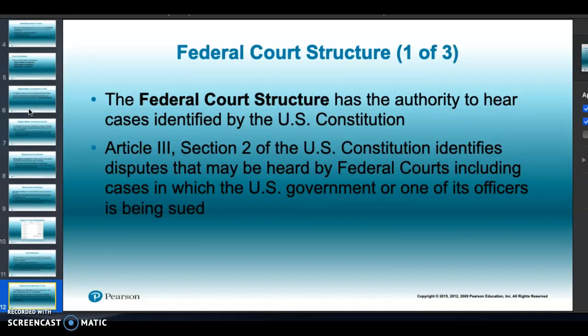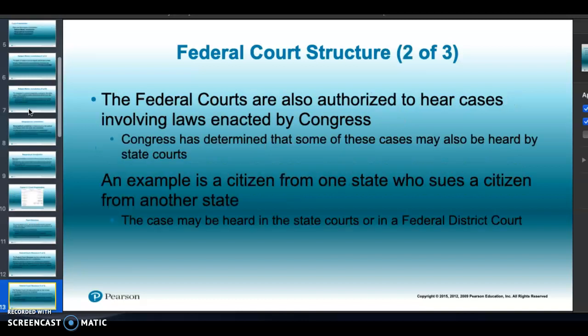The federal court structure has the authority to hear cases identified by the U.S. Constitution. Article 3, Section 2 of the Constitution identifies disputes that may be heard by federal courts, including cases in which the U.S. government or one of its officers is being sued. Again, an officer of the government could be the president, a senator or legislator, anyone that would be involved in our state or local government, or federal government for that matter.